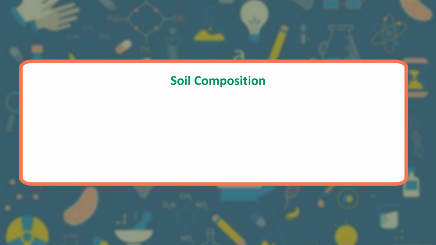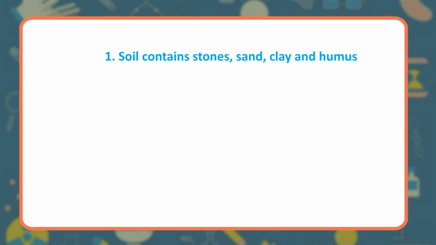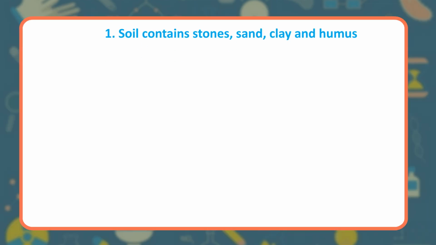Soil composition. Soil is the uppermost layer of the earth where plants grow. Soil differs from place to place in color and in the size of the particles. Different types of soil have different minerals. 1. Soil contains stones, sand, clay and humus.